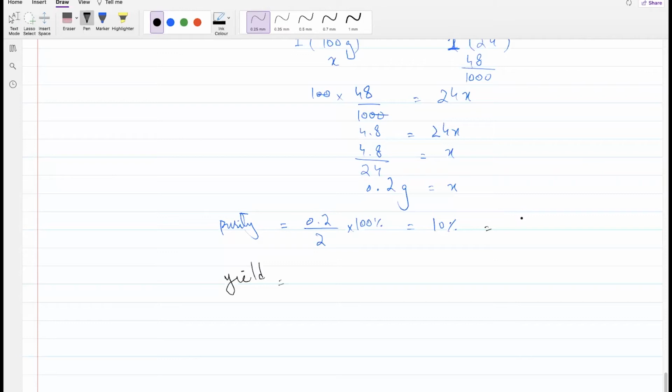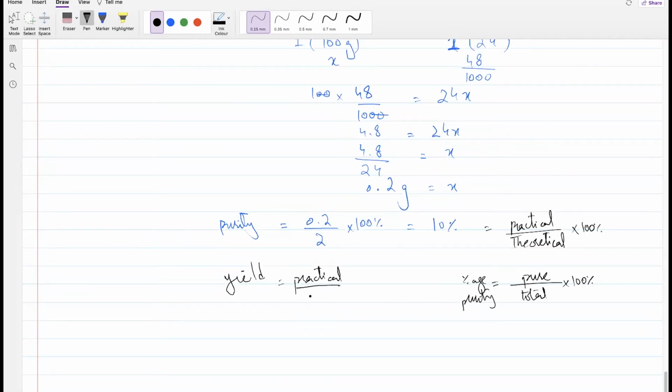What is the formula that people use for purity as well? That it is the practical value over theoretical value, into 100%. That goes for yield. For purity, you can do pure mass over total mass into 100%, which gives us the percentage purity, if you don't want to use the unitary method. Similarly, for yield, people say that it is the practical value compared to theoretical value times 100%.